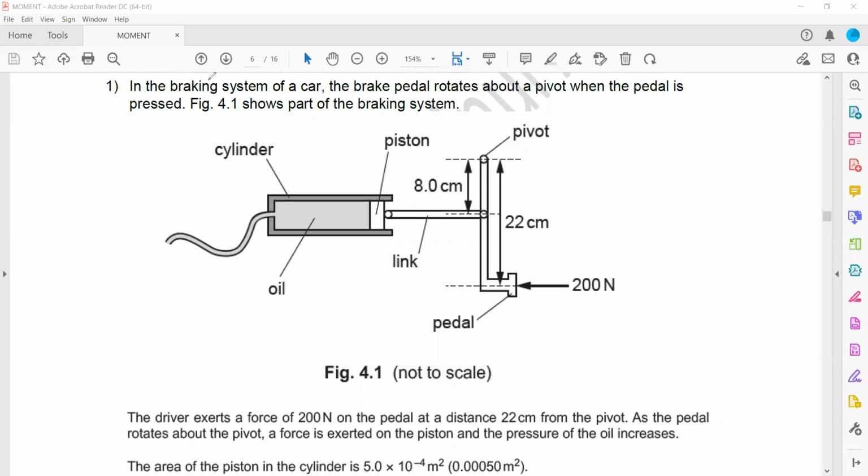So in the first question, in a braking system of a car, the brake pedal rotates about a pivot. So as you can see, this is the point of rotation or a pivot. When the pedal is pressed, we are applying a force on the pedal. Because of this 200 Newton force, which direction will it rotate, clockwise or anti-clockwise? Clockwise. So this will cause a total clockwise movement.